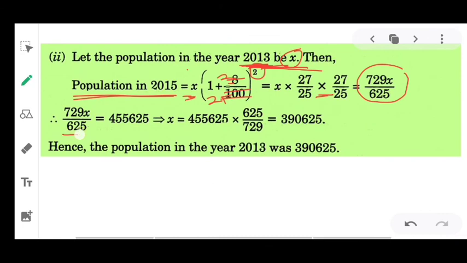Now you can write 729X by 625 equal to 4,55,625. Now X will be 4,55,625 into the reciprocal of this, that is 625 by 729, that will be 3,90,625. That is the population in the year 2013.